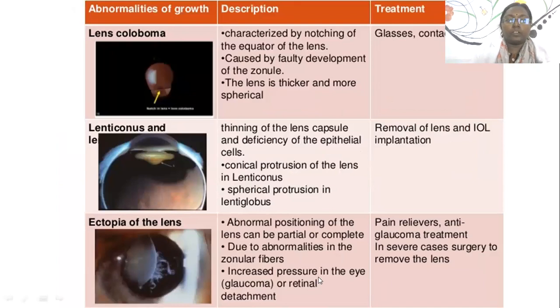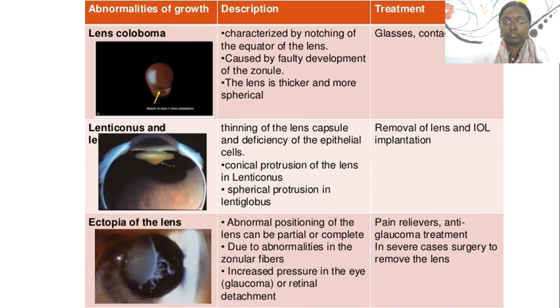Other abnormalities include lens coloboma, where there is notching of the equator of lens. It's caused by faulty development of the zonules. The lens is thicker and more spherical. The treatment includes glasses, contact lenses.